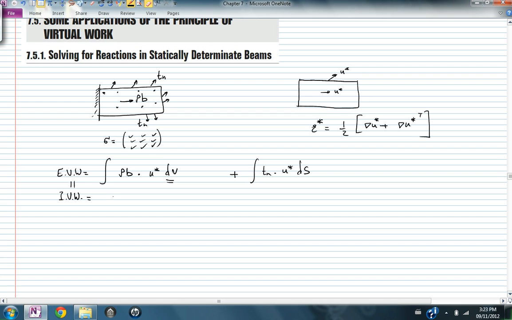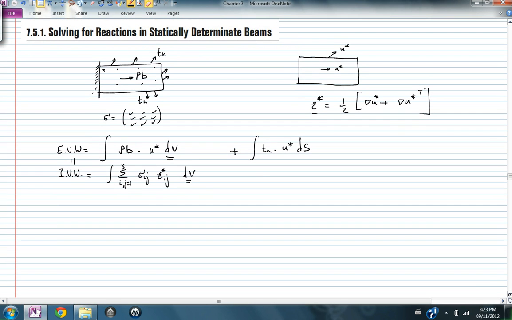The internal virtual work is the work done by the stresses. The internal stresses are sigma ij, and the virtual strains are epsilon star ij, and this is the sum from ij equal 1 to 3. So sigma 1 epsilon star 1, sigma 2 epsilon star 2, and so on, and this is integrated over the volume. And we showed an illustrative example. So this is the principle of virtual work applied to a continuum.